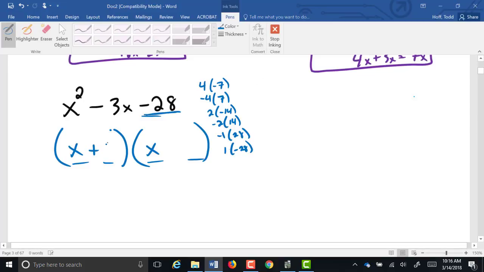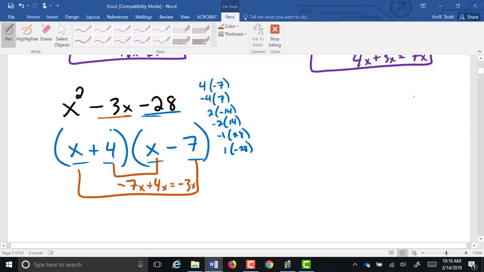Okay, let's do a positive 4, negative 7. So x times negative 7, negative 7x, and 4 times x, 4x. That adds up to negative 3x. That is what we want.